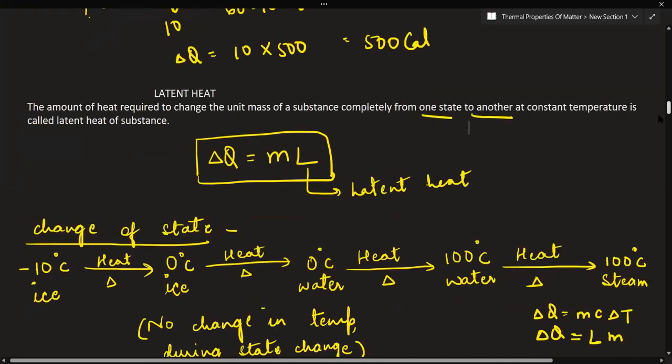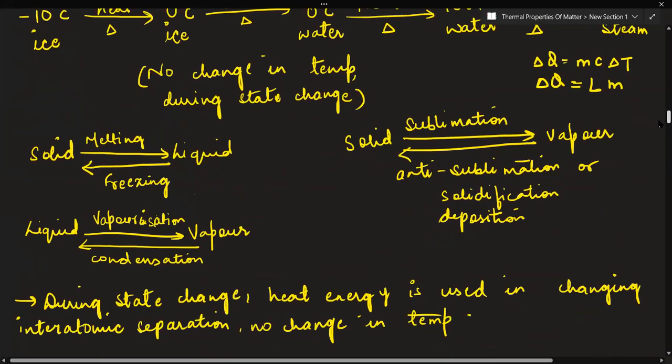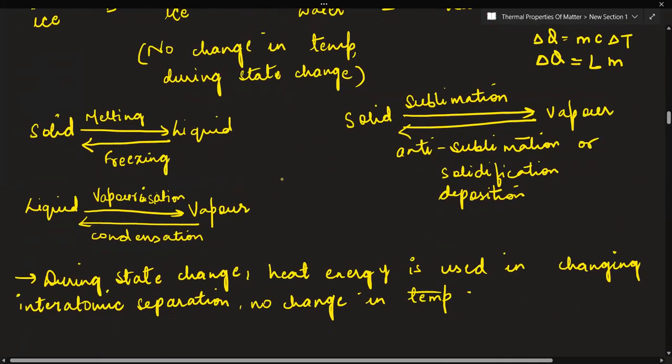Now from your lower classes, you are all aware of the heat changes and state changes that occur. If a solid melts into liquid, that process is known as melting. If a liquid converts into a solid, that is known as freezing. You freeze water to obtain ice, and you melt ice to obtain water. These are just two standard terms that you are aware of. I'm just reminding you, whenever you convert liquid into vapor, that is vaporization.